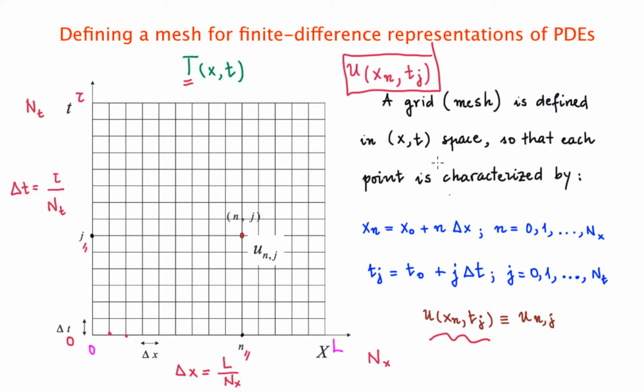To make it simpler, we're going to use another notation for that, because the index n specifies the position and j specifies the time. We're going to denote this by this expression here. So u sub n and j just means the u function evaluated at the xn position and time tj. Therefore, we will have to develop a method of finite difference representations of the partial differential equations in order to get the u function at any point here in the mesh.